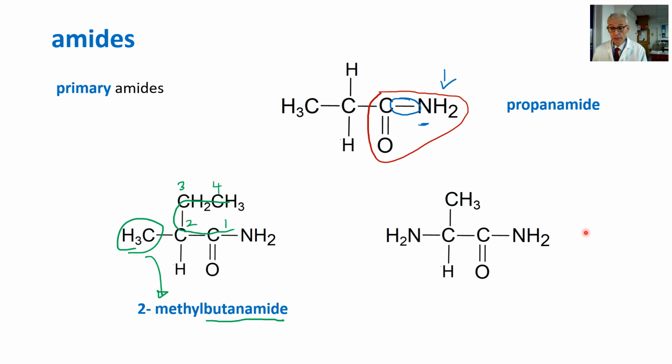I'm about to reveal 2-aminopropanamide. So I'm identifying the longest carbon chain. On the second carbon we have an NH2, an amine group, which we name as a substituent as an amino. So 2-aminopropanamide.